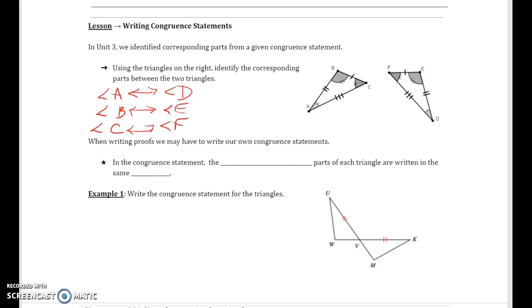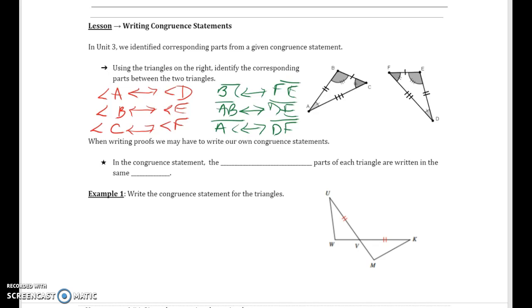And if we look at sides, we have BC corresponds to FE. We have AB corresponds to DE. And that leaves AC corresponding to DF. So here they give us the parts that are congruent, and so we can see what the relationship is between them and which parts relate or are in the same place.